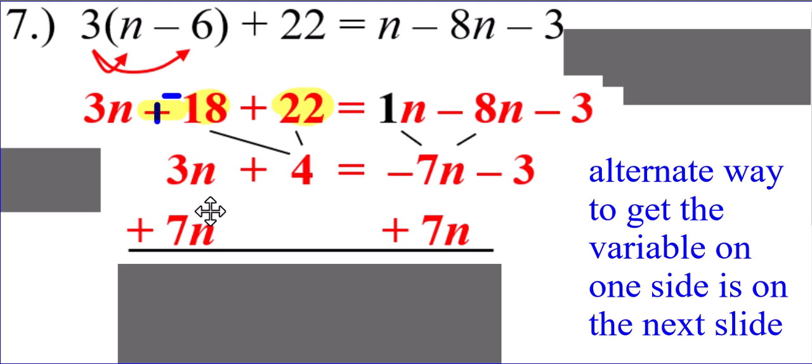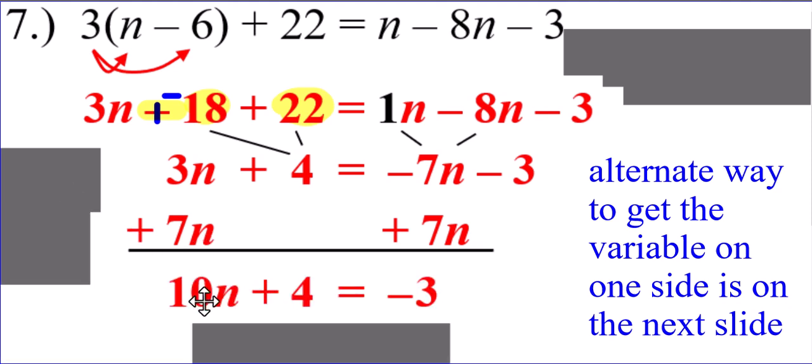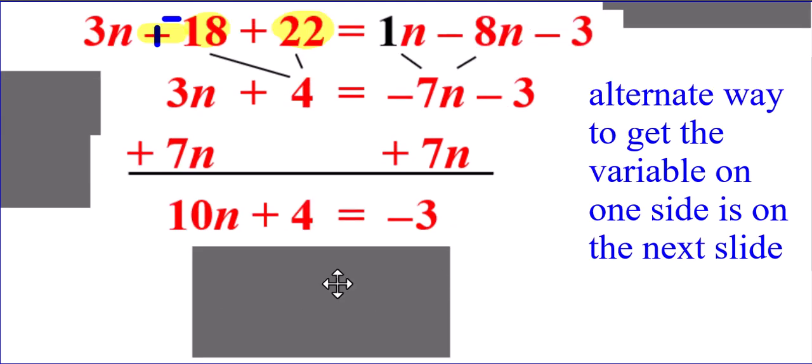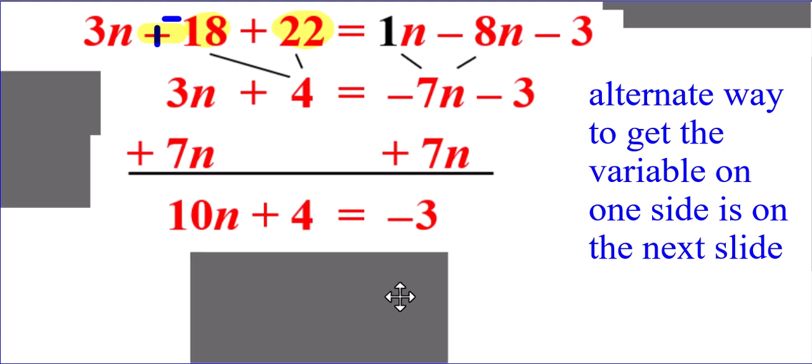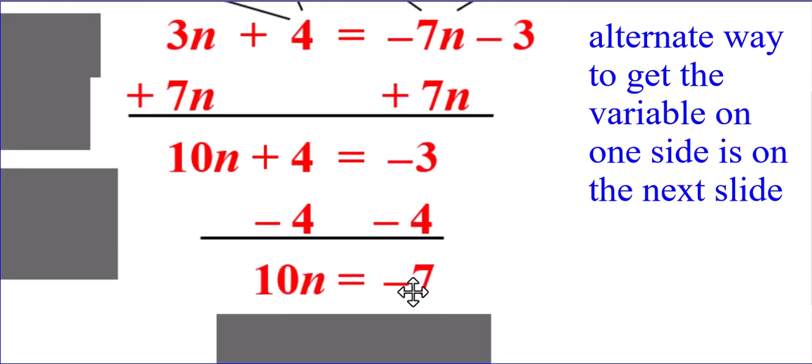So those of you who added by negative 3n, fast forward to where I get to the next slide and I show your way of getting this problem finished. But those of you who added by 7n, follow with me here. That's going to give you 10n, and that's kind of nice. You get a positive coefficient on your variable, which is always the way I prefer doing. And then the inverse of adding by 4 is subtracting by 4. That's going to give you negative 7.